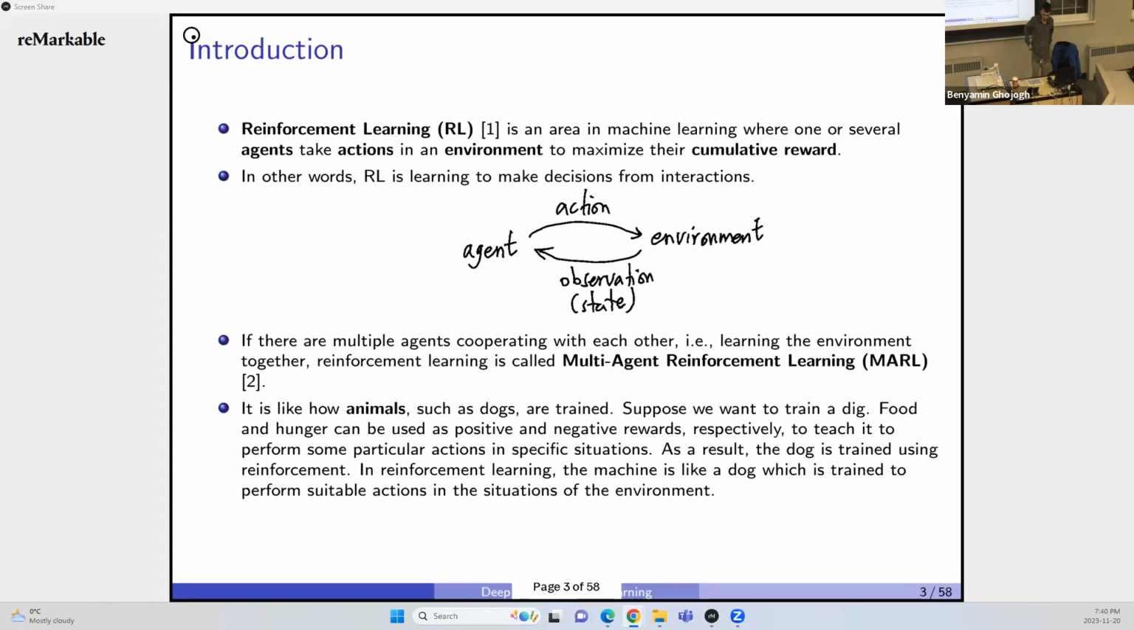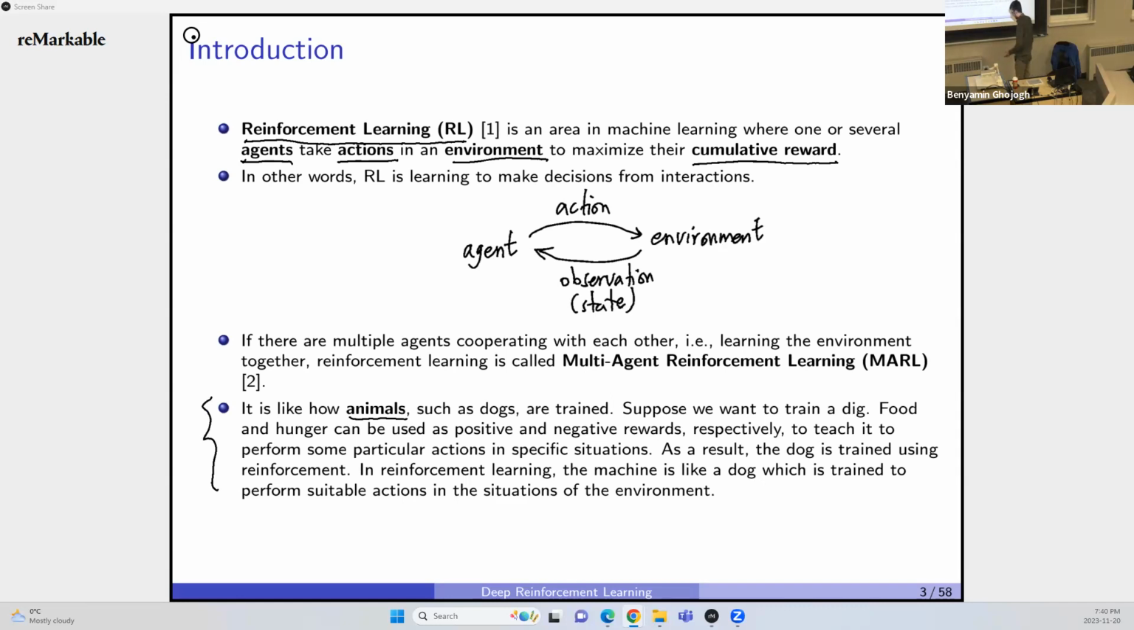So deep reinforcement learning. Reinforcement learning, or RL in short, is an area in machine learning where we have one or several agents or players, whatever we call them, which take actions in an environment to maximize their cumulative reward. I will tell you what these mean. First up, RL is the same as how you train a dog or animals. What do I mean? I have explained it in this paragraph as well.